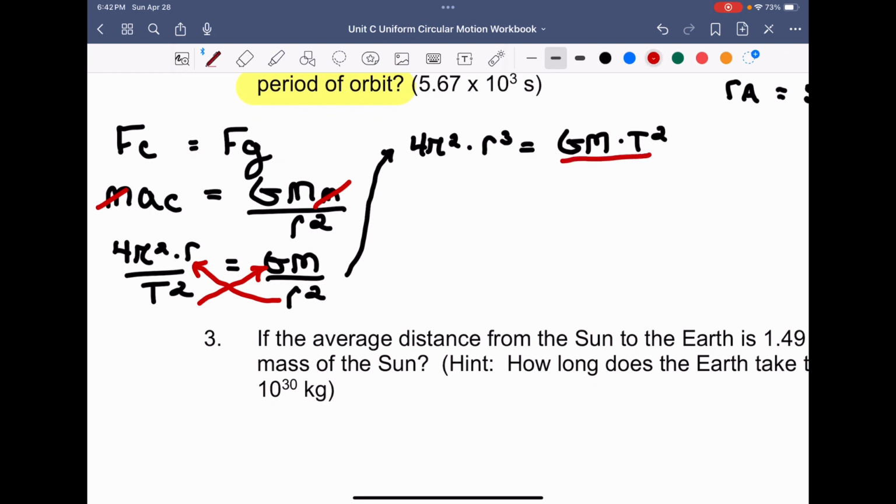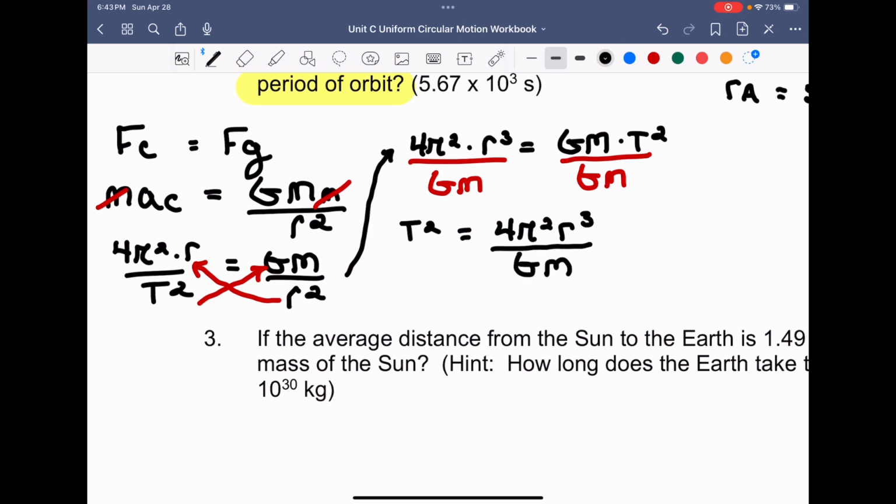Now what I'm going to do is divide both sides by the GM, the gravitational constant and the mass of Earth. And then this is going to give us t squared, which is equal to 4 pi squared radius cubed. Whoop, that 3 is a little off. There we go. Divided by GM. Very last thing to do is square root both sides. So I'm going to take the square root of both sides, and therefore my period that I'm looking for is equal to the square root of everything under the blue square root.